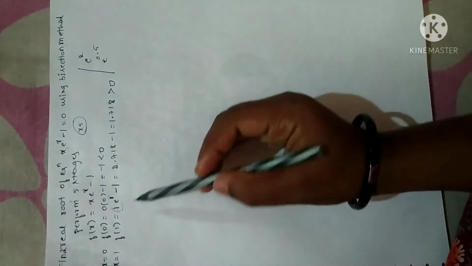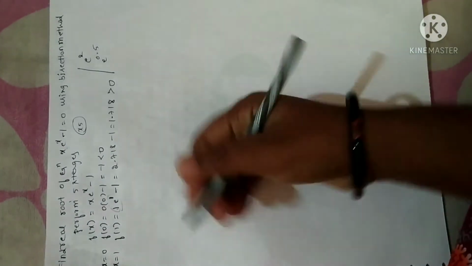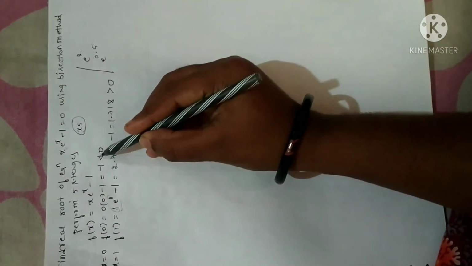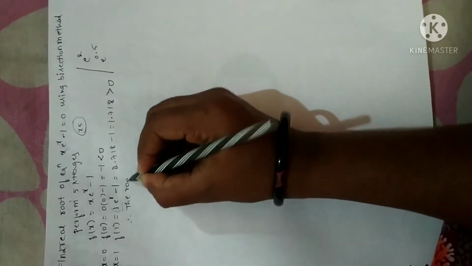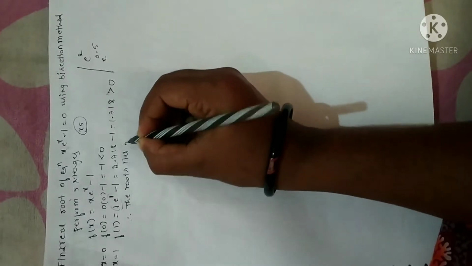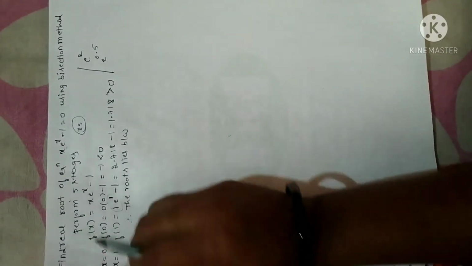Clear? Now I have obtained the x1 value. Now let me do the same procedure. One is negative, one is positive. So I can clearly write, therefore the root lies between 0 and 1.